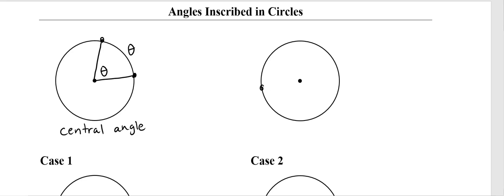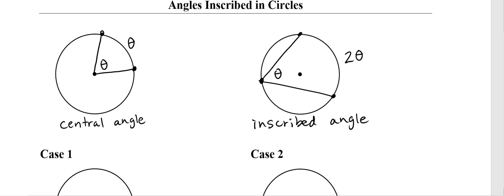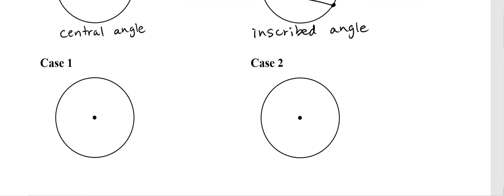If you have an angle where the vertex is on the circle itself, then that's referred to as an inscribed angle. And if theta is the measure of this inscribed angle, then this arc it intercepts turns out to have a measure of 2 theta. And it's that relationship that we will prove in this video. To prove it, we'll break it into 3 cases.